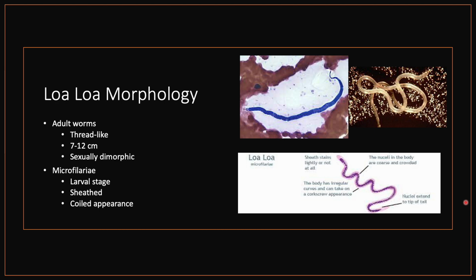And then the microfilaria, which is this image right here, they are the larval stage of the Loa Loa that are released by the female worms into the bloodstream. The microfilaria are sheathed, meaning they are enclosed in a protective covering, and they usually have a distinctive coiled appearance and are microscopically visible in blood samples.